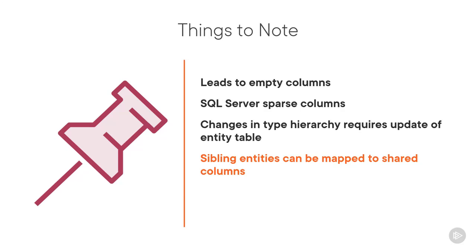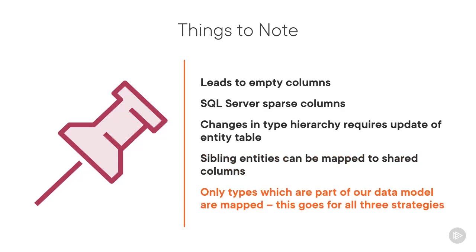And finally, a reminder that applies to whichever of the three strategies we might choose. No matter how many entity types we define as part of our inheritance hierarchy, only those which we include in our data model, in our case the CarvDog database context, will be mapped to the database. This will be especially apparent if we're working with the table per type or the table per concrete type strategies, because when we use those, specific tables will be created for the types in our model, but it applies equally to all three strategies.